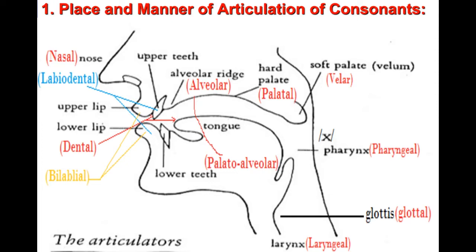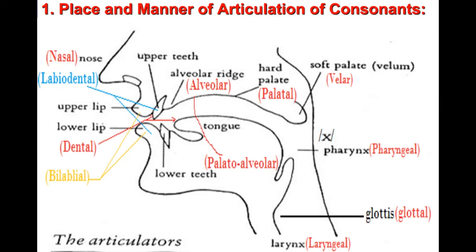Labiodental sounds are produced with the lower lip and upper teeth. With the tip of the tongue and the alveolar ridge, we produce alveolar sounds. The place between the alveolar ridge and the hard palate gives us palato-alveolar sounds, in which we produce certain consonants like sh, j, and ch. In the hard palate, with the dorsum of the tongue, we produce y.